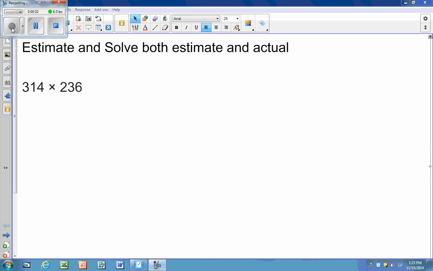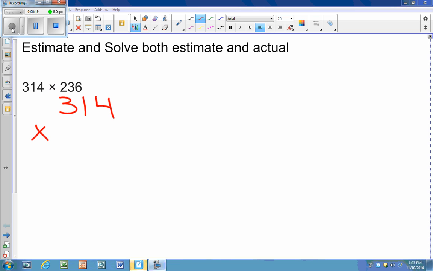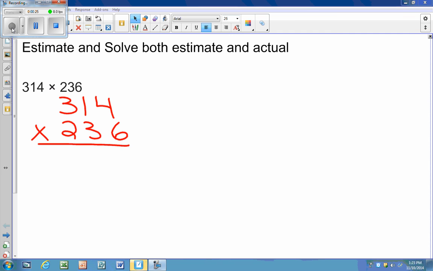This is the video for Module 2, Lesson 7, Estimating and Solving Multiplication Problems, where you solve both the estimate and the actual. So we're going to start here with this first problem of a 3-digit by 3-digit, and we're going to write it so that it is vertical instead of horizontal. And the first thing that we're going to do is we're going to estimate.